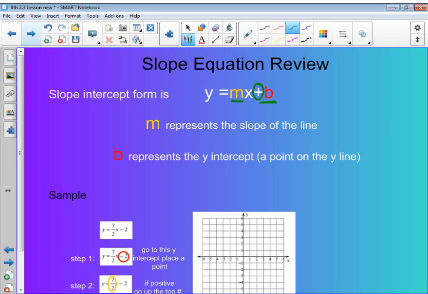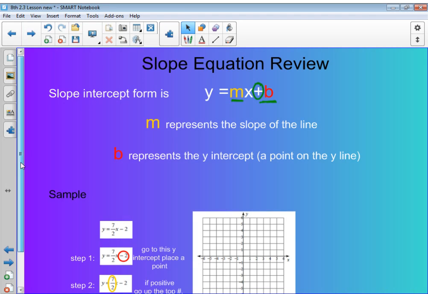The reason being is because they could write it out, like for example on the one that I have on the screen here, we've got 7 over 2x minus 2. They could write that out as 7 over 2x plus a negative 2, but having those two symbols right next to each other is really confusing, so they leave that plus sign out if our y-intercept is a negative. Okay, so we're going to jump right into this.